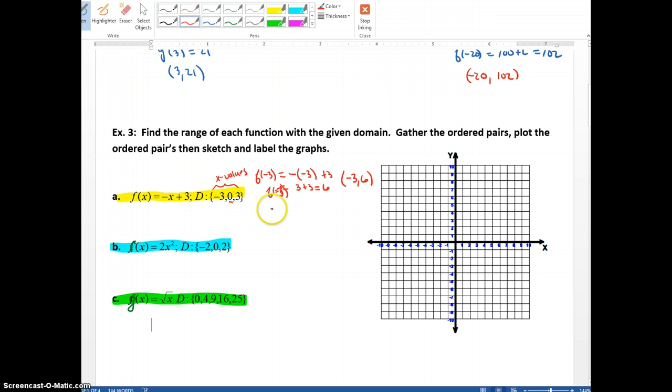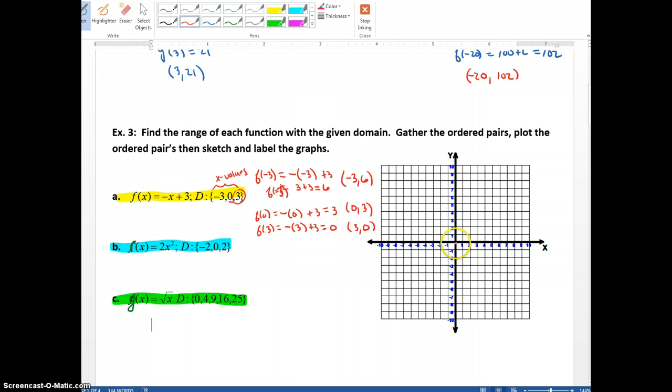Second, we're going to use the input 0. F of 0 is equal to negative, substitute 0 in for x, plus 3 gives you 3. So an ordered pair I get here is going to be input 0, output 3. The last one, I'm going to use 3 as my input. F of 3 equals negative 3 in parentheses plus 3. Think of this as negative 3 plus 3, which is 0. Now my ordered pair is positive 3, comma 0.